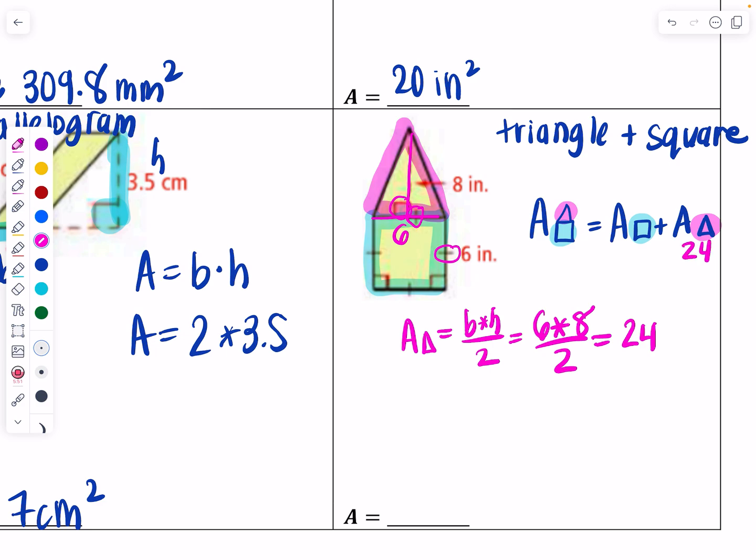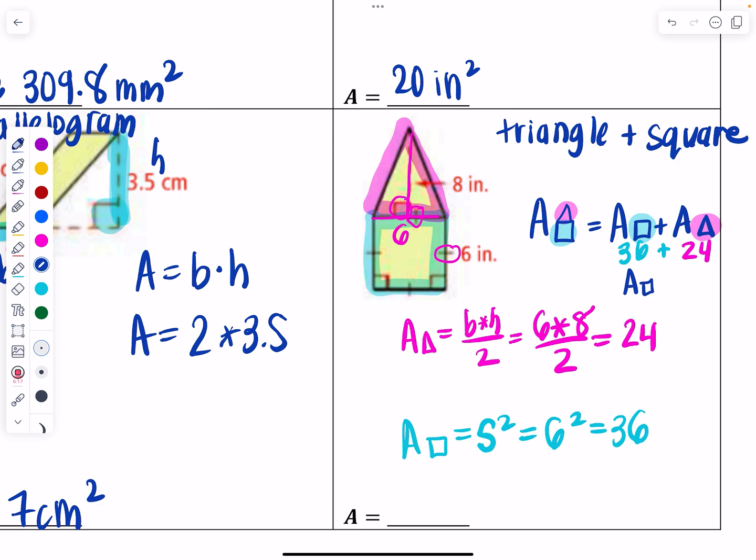Now we need to find the area of the square. Well, the area of a square is really easy. Remember, the area of a square is just going to be side length squared. Sorry, y'all. So that's going to be 6 times 6, or 6 squared. There's another way you can do that. 6 squared, because this is a side length squared. That's not a 5, that's an S. It's going to be 6 times 6, which is 36. So the area of the square is 36. So when you find the area of that whole thing, it's going to be 36 plus 24, which is going to give me a total of, for this shape, this little house, 60 inches squared total.